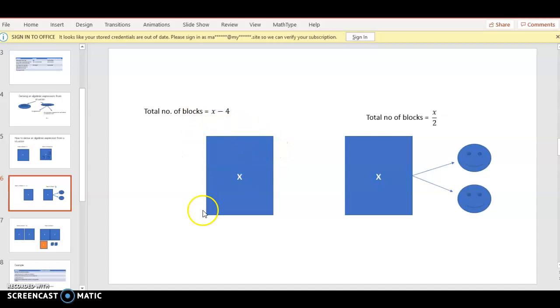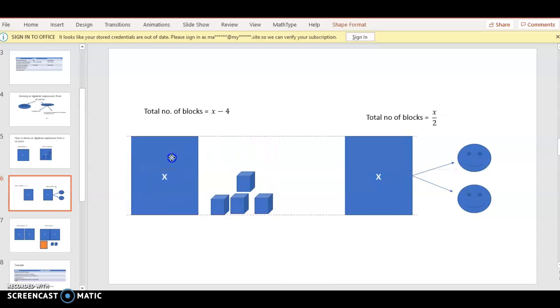Okay, you have one bag here. We don't know the total number of blocks inside the bag, but we take out 4 small blocks from the bag. We take out 4.